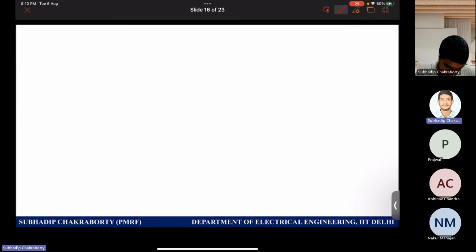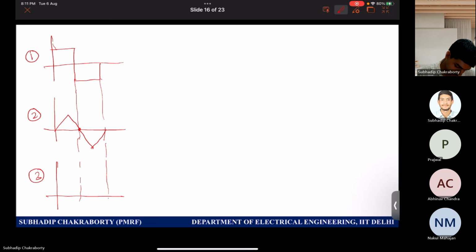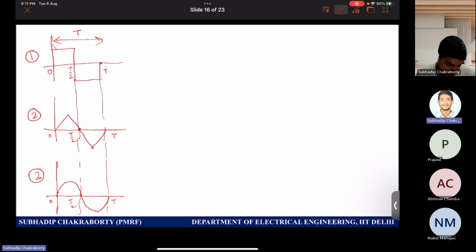So can anyone tell me, if I have a square wave like this, a triangular wave like this, case 1, this case 2, and in the third case, we have sinusoidal. Let us assume this time period. This is a time periodic signal, okay? This is T and this is T by 2. Similarly, this is T by 2 and T.